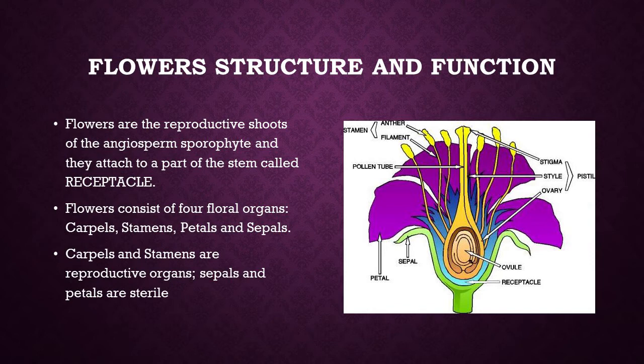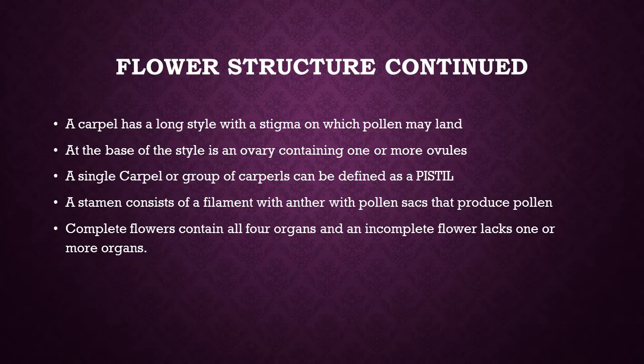A carpel has a long style with a stigma on which pollen may land. At the base of the style is an ovary containing 1 or more ovules. A single carpel or group of carpels can be defined as a pistil. A stamen consists of a filament with an anther with pollen sacs that produce pollen. And complete flowers contain all 4 organs, and an incomplete flower lacks 1 or more organs.